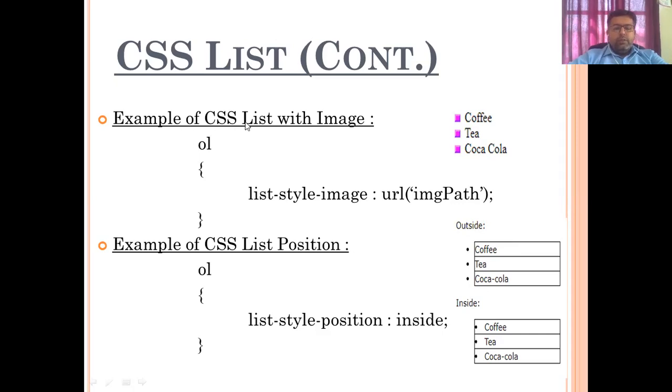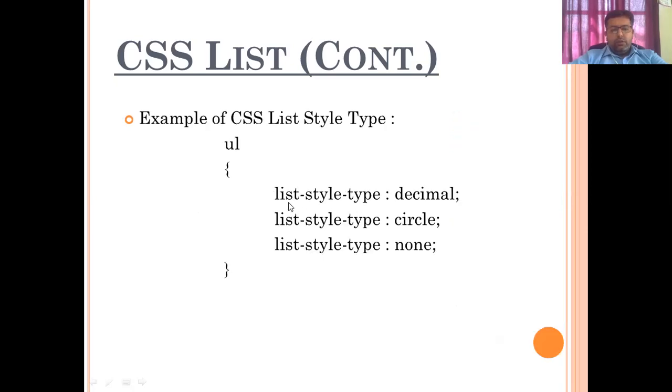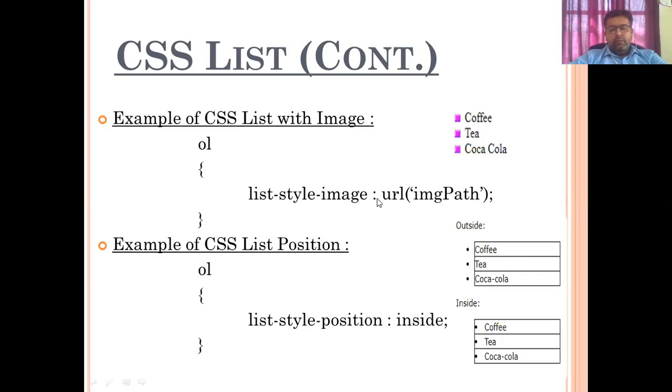Now, an example of CSS list with image, the second property. Suppose we are writing an ordered list, OL. Inside the brackets we have to write list-style-image. In the previous one we saw list-style-type. Now we have to see list-style-image, and in the URL we have to provide the path of the image wherever we have kept it.